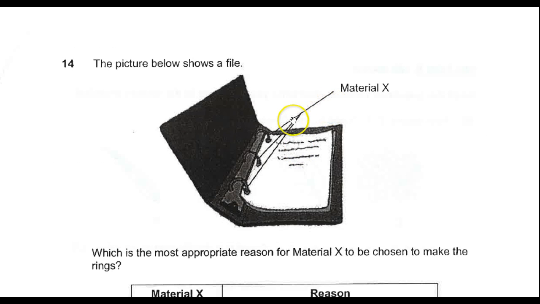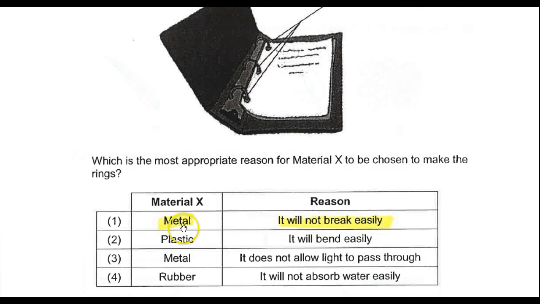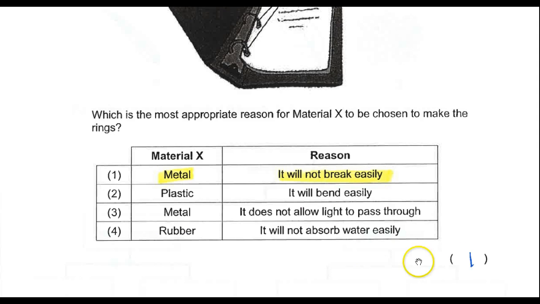Next, we're talking about material X, which are the metal rings. Okay, metal is being used because they will not break easily. There's nothing to do with it not allowing light to pass through. So the property which is needed for the ring file is the metal must not be broken easily. Choice is 1.